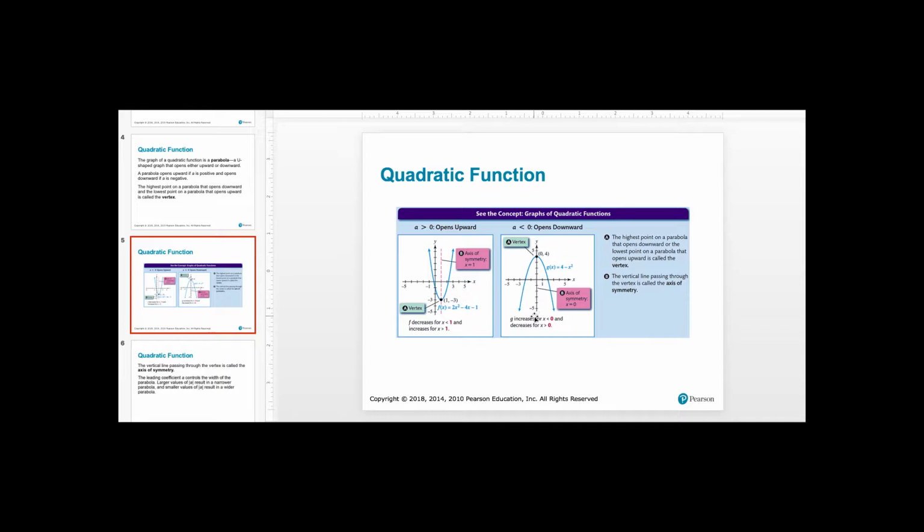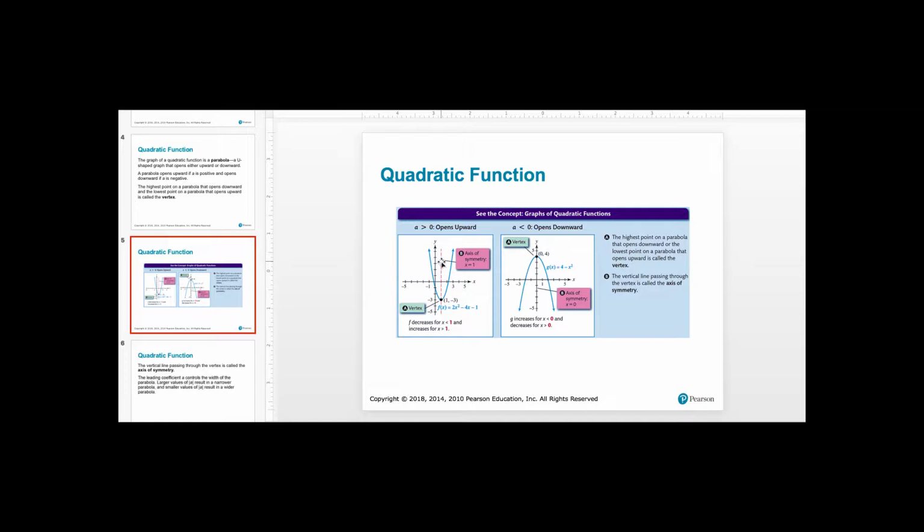So what we mean by the axis of symmetry is essentially that it's a line of symmetry, meaning that what happens on the left-hand side, a mirror image of that happens on the other side. So in this case, the y-axis is the axis of symmetry, and in this case, this dashed vertical line is the axis of symmetry.